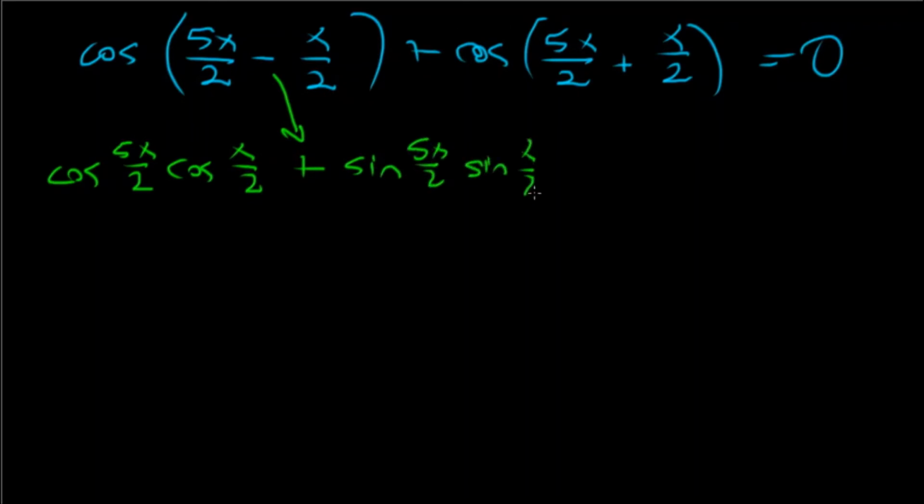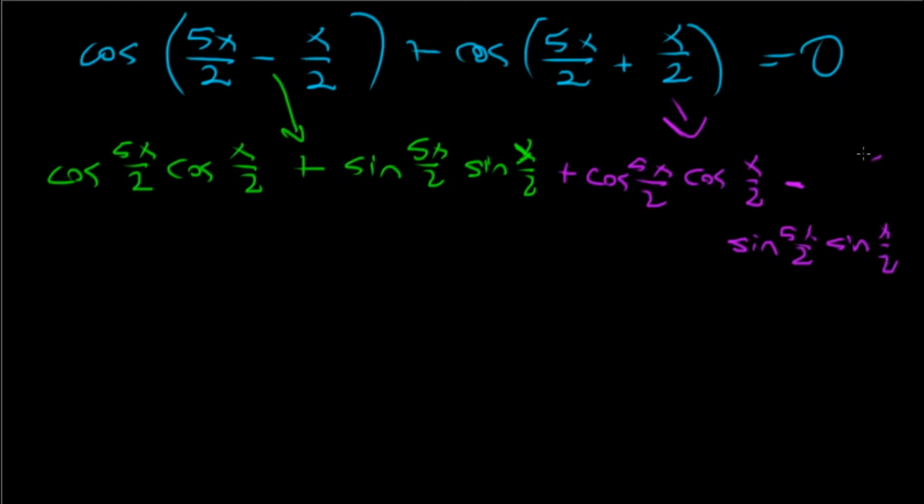Sine x over 2. So that's the first formula. And then the second one, right? I'm going to have cosine, cosine, sine, sine, sine. So plus cosine 5x over 2, cosine x over 2, but this time it's going to be a minus sine 5x over 2, sine x over 2, and that's all equal to 0.